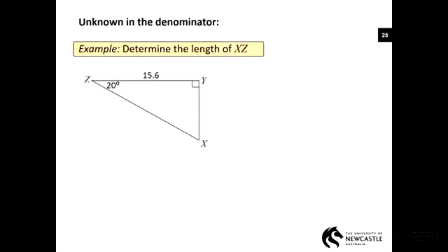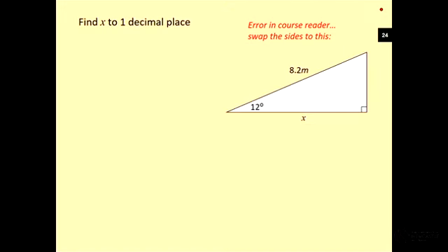Okay, unknown in the denominator still. Find x to one decimal place. Fine. x, sine, cos, or tan? Cos, it's all cos. I'm not using the opposite side. I don't want any of SOHCAHTOA with the O's. I want the adjacent and the hypotenuse, which is cos, CAH.